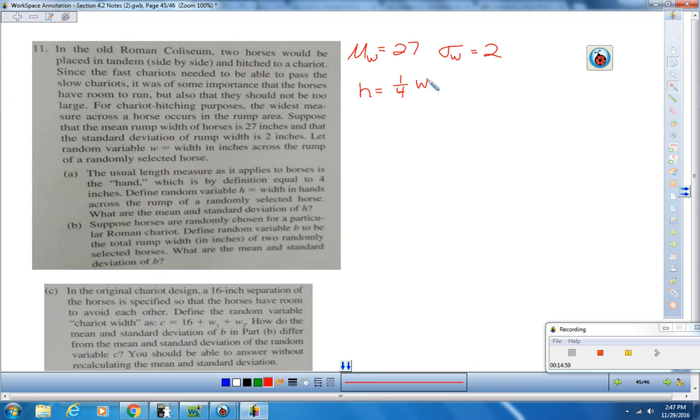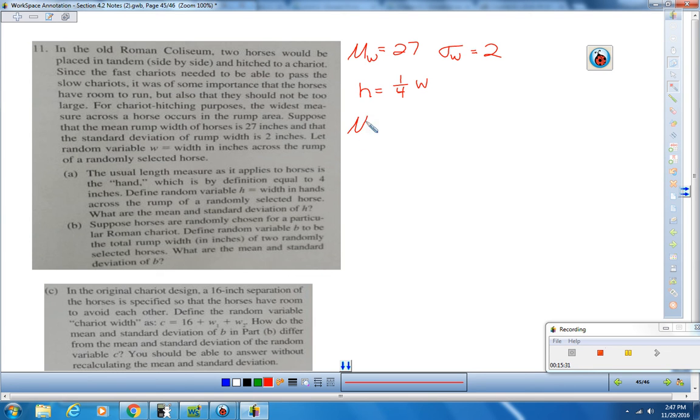A hand is 4 inches, okay? If W is 27 inches, I have to divide that by 4 to figure out the number of hands I get. And that's why I'm going to have to multiply it by 1/4, okay? So it means W is 4 times as big as H. So it's still just a linear function here, all right? So it says, what are the mean and standard deviation of H?